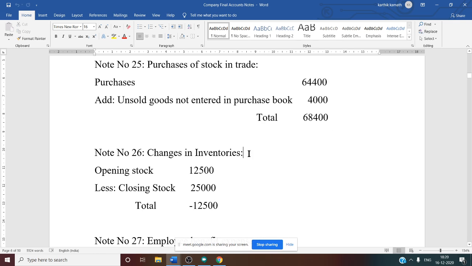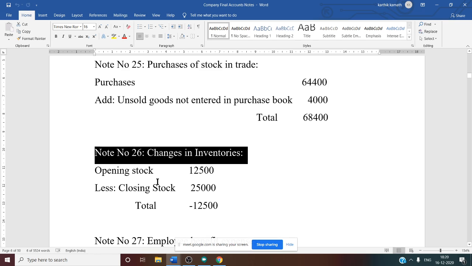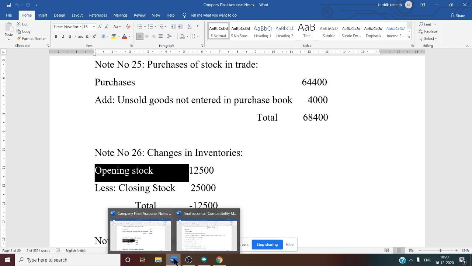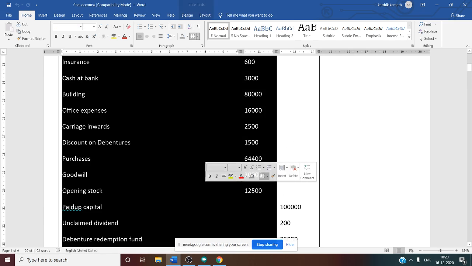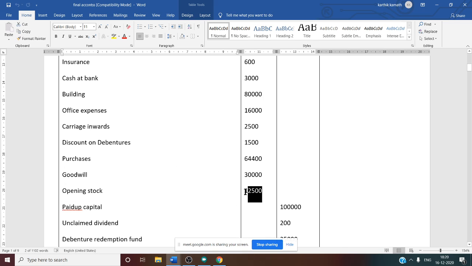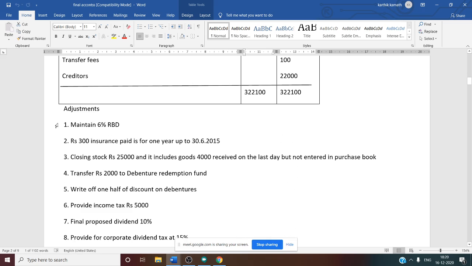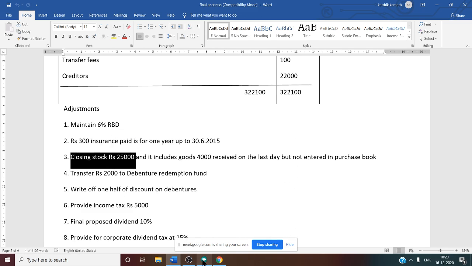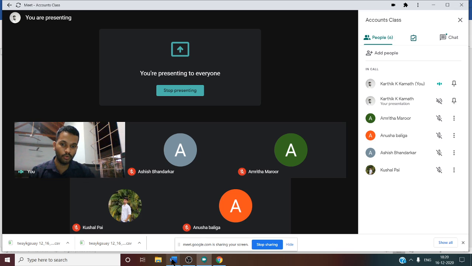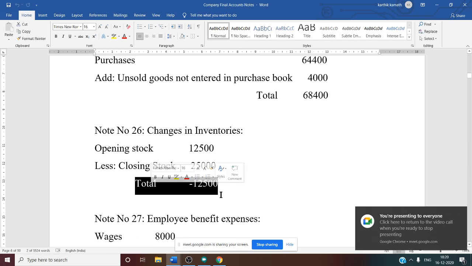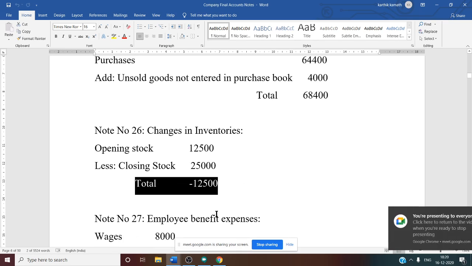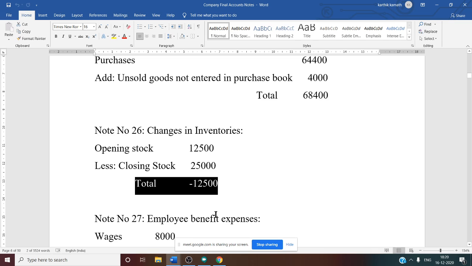Then note number 26 is regarding changes in inventory. We have discussed opening stock and closing stock information. Let us see the question here where the opening stock information is given. See this opening stock information, that is 12,500 mentioned as opening stock, and closing stock information is given in the adjustment, 25,000. So what is the difference? Opening stock is less, closing stock is more. So there is a negative balance. What is our negative balance here? Negative balance is 12,500. The same negative balance you have to show in the profit and loss account format. You have to write the negative balance. Then no other information. Note number 26 is over.